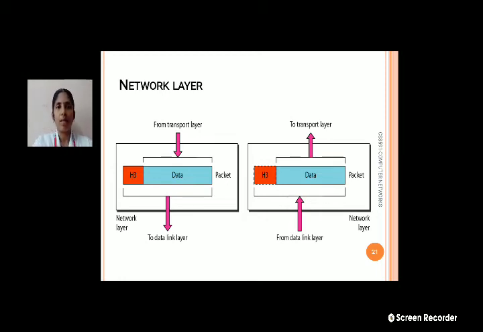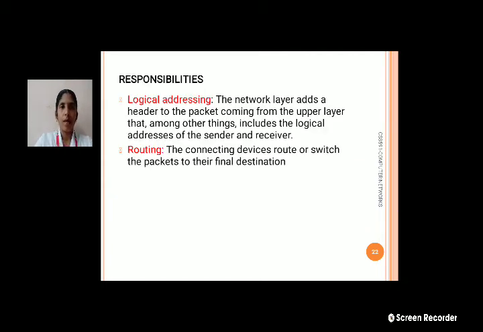It gets the data from the transport layer, adds the header, and transfers it on, from both the sender side and the receiver side. Responsibilities include logical addressing and routing. The network layer adds a header to the packet coming from the upper layer, and it includes the logical addressing of the sender and the receiver, so that the receiver can know which sender has sent the data.